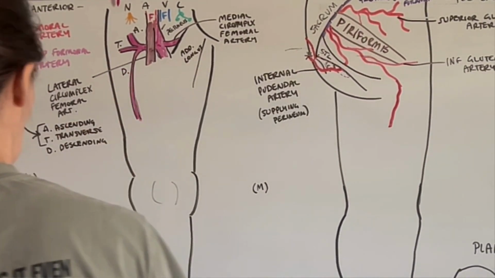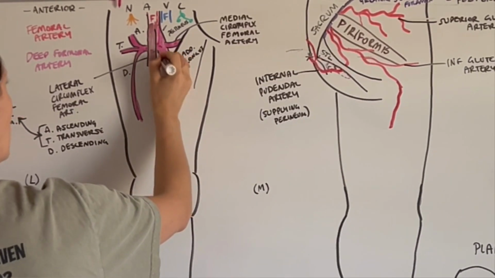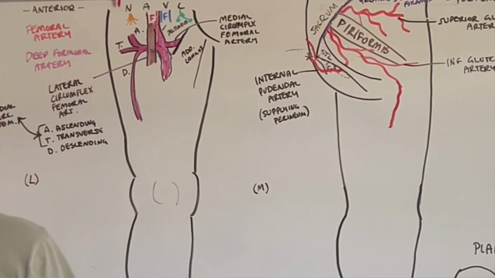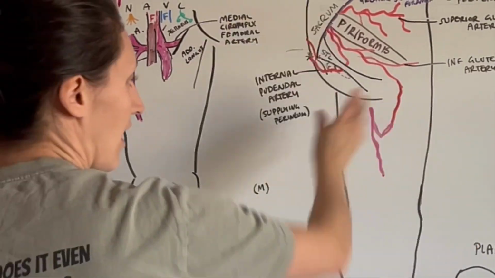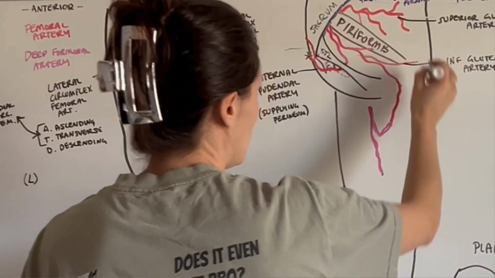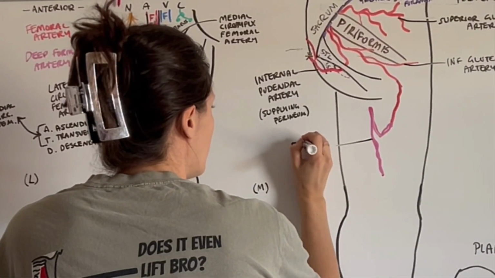So our deep femoral artery, which is going to disappear in our drawing over here, actually ends up diving deep and supplying our posterior thigh muscles, so our hamstrings. And it's going to anastomose with our inferior gluteal artery. I'm going to label it here. This is our deep femoral.